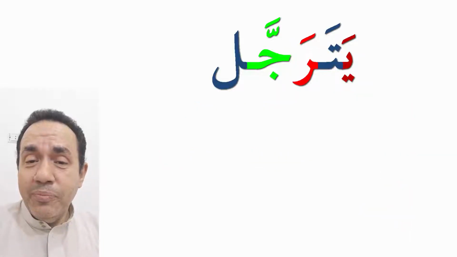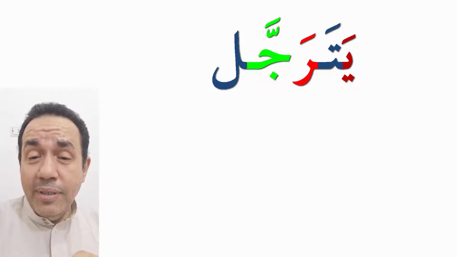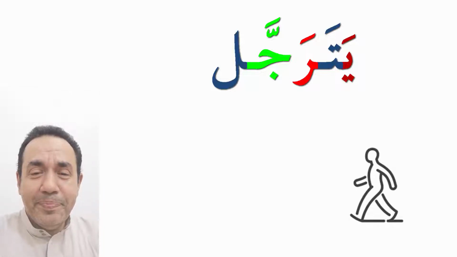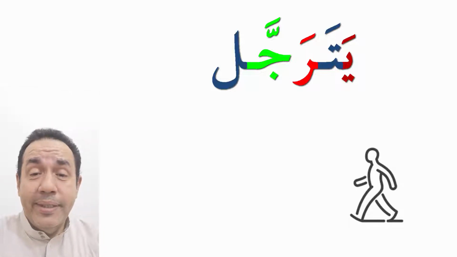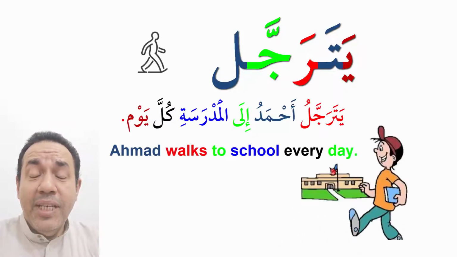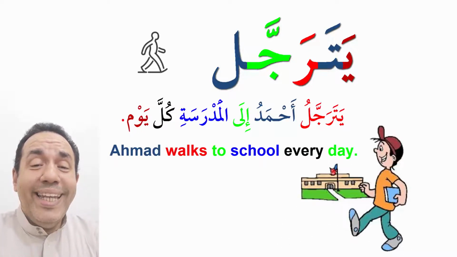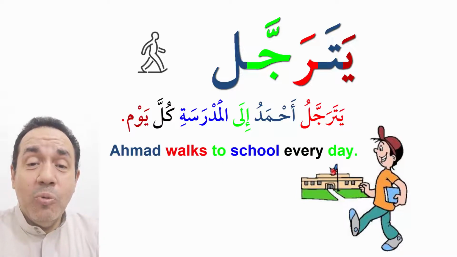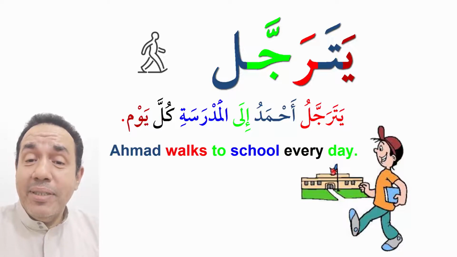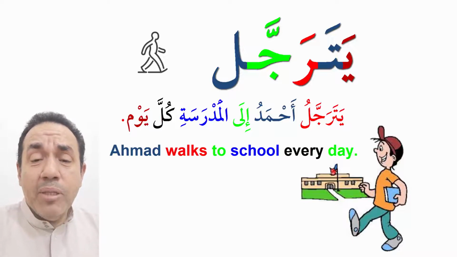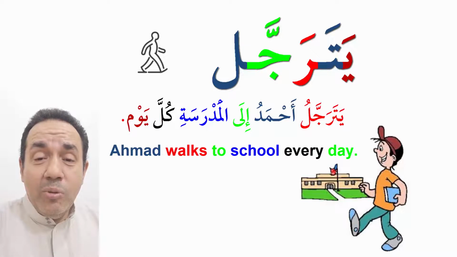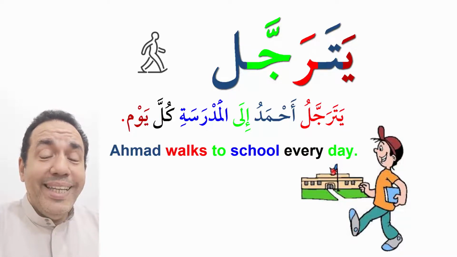What is the verb using this root? يترجل means walk, using his feet to walk. When I say, for example, يترجل أحمد إلى المدرسة كل يوم, it means Ahmed walks to school every day.